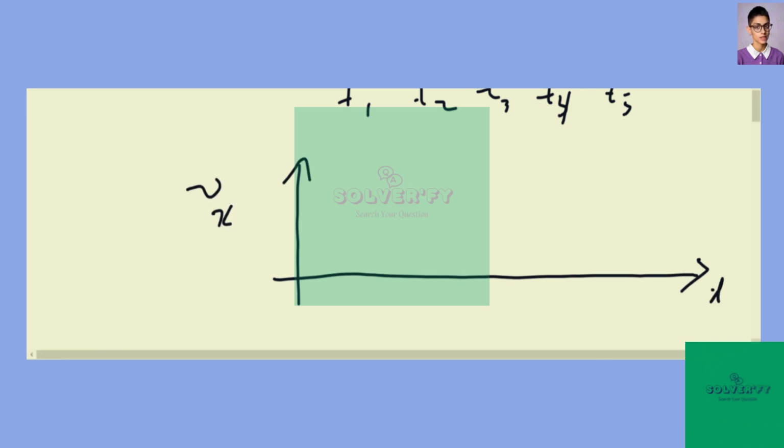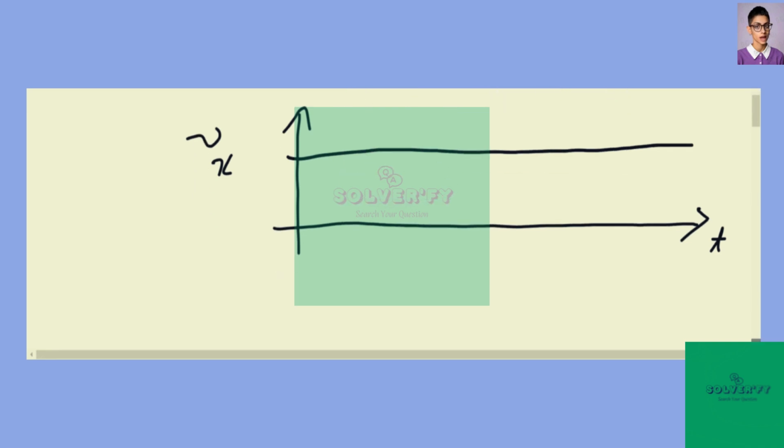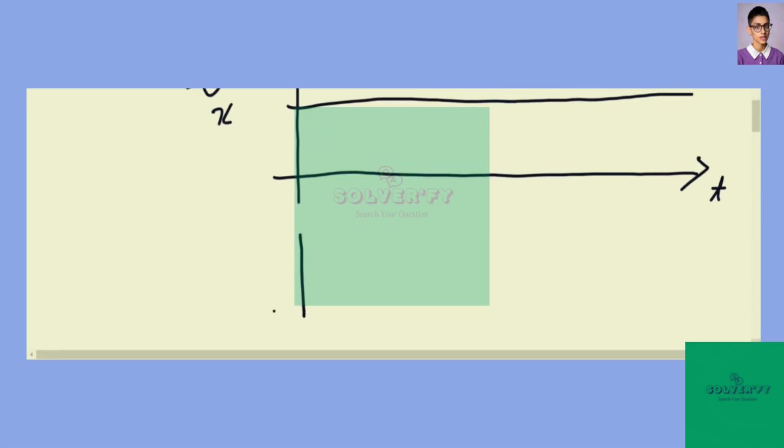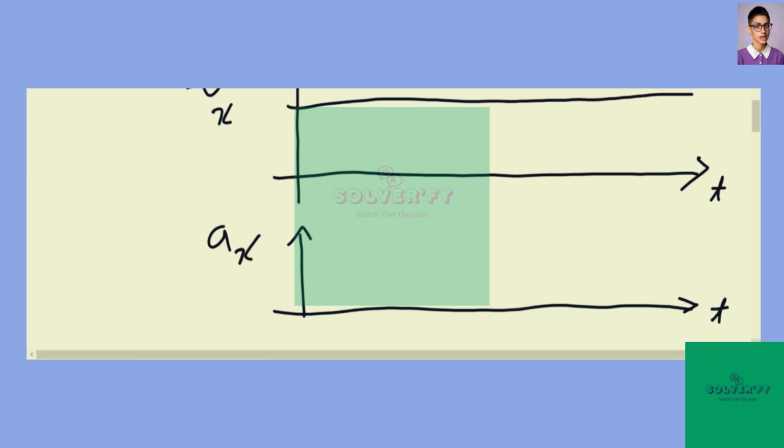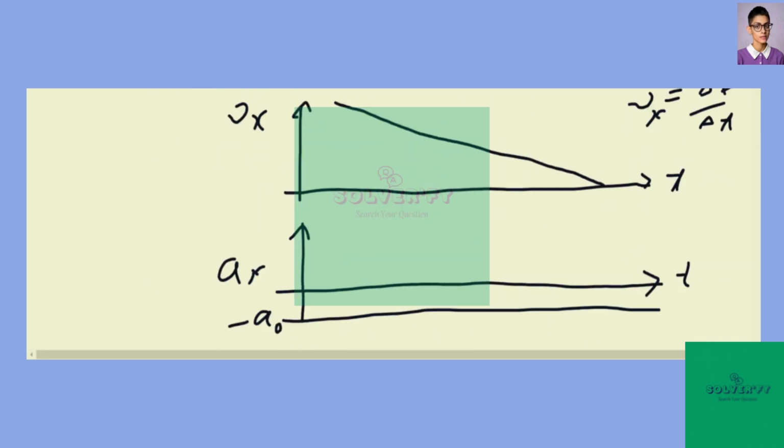Remember that. So the velocity is constant, or a horizontal line, and the acceleration is 0. The object is not being accelerated. The acceleration is pretty much right there. And then the last graph is the opposite of A, of the first graph.